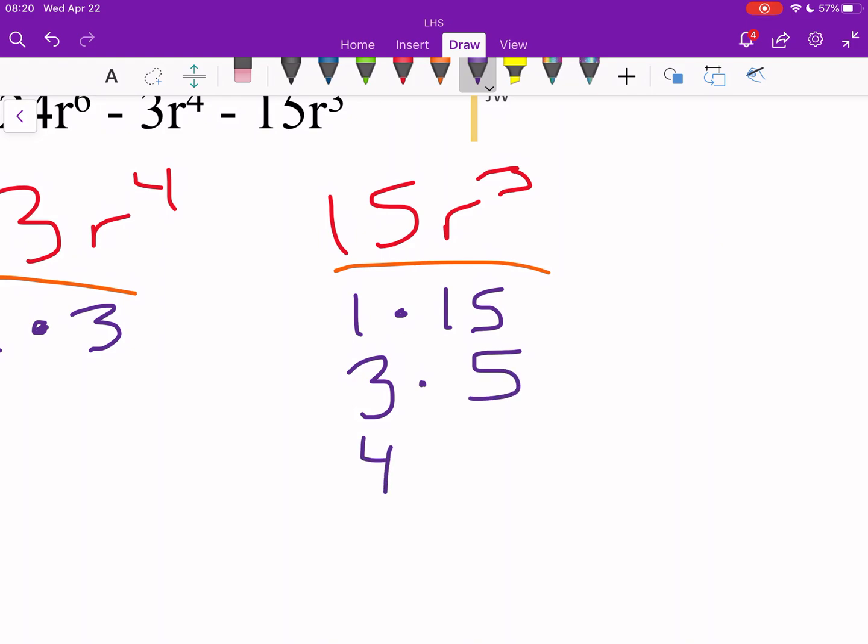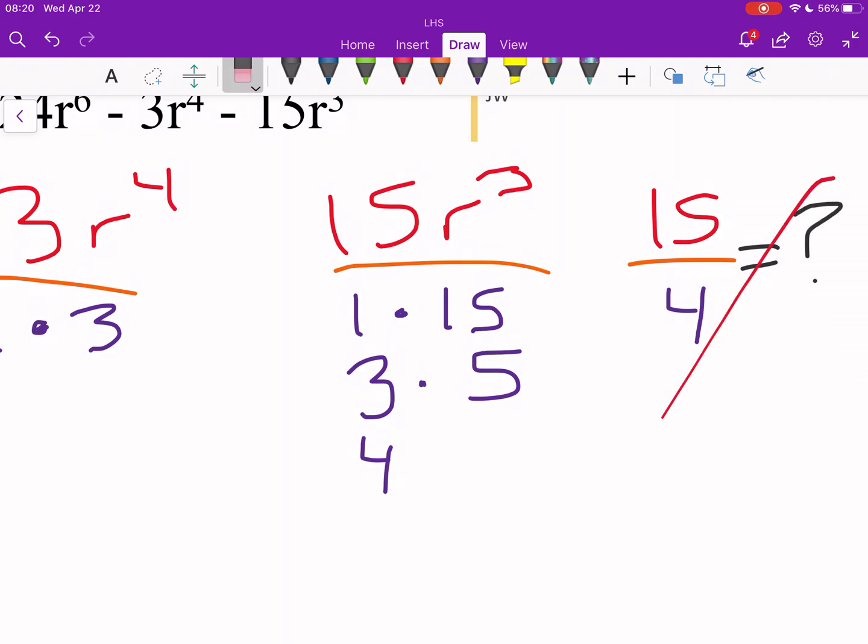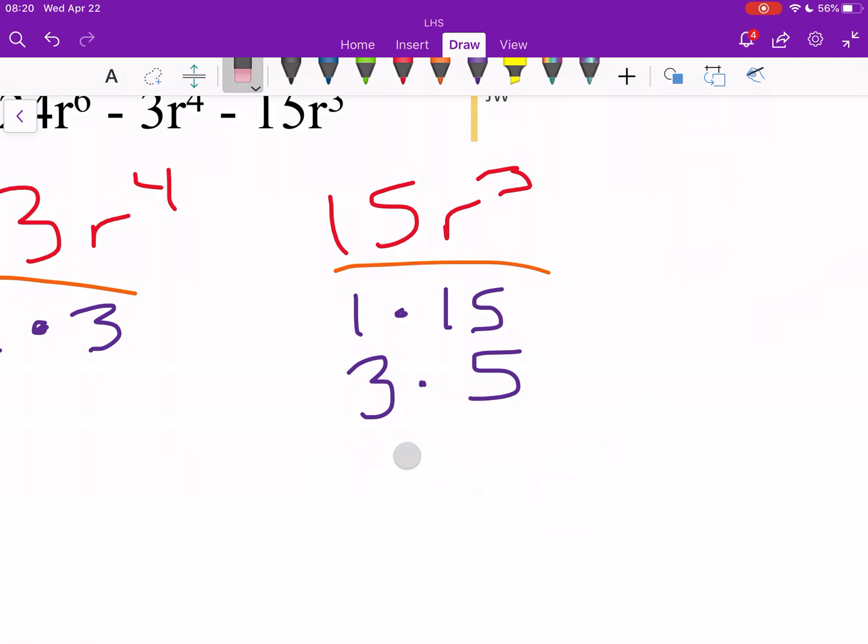Can I do 4 times something? Well, maybe if you don't know, you get out your calculator, do 15 divided by 4, see if you get a nice whole number, and you don't, unfortunately. So we can't do 4 times something to get 15. What about 5?